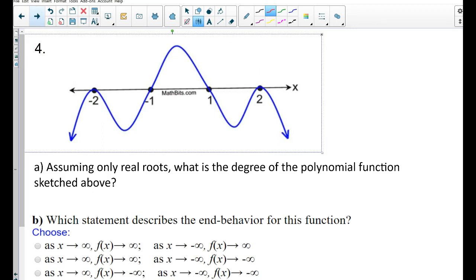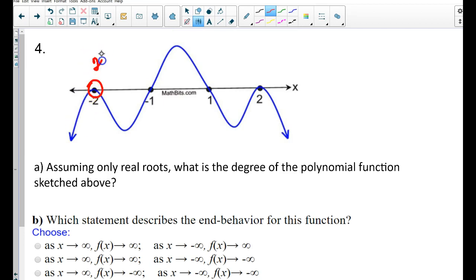Problem number 4. Assuming only real zeros, what is the degree of the function shown above? Well, we see at negative 2, it's bouncing, so it has to have at least 2 roots, or 2, 4, something on that order. Here it's passing through, so that means at negative 1, there's 1 root here. Here it's passing through, so we have 1 root here. And at 2, it has a bounce or a kiss, so there are 2 roots here.